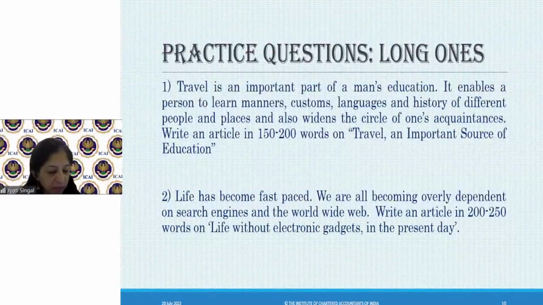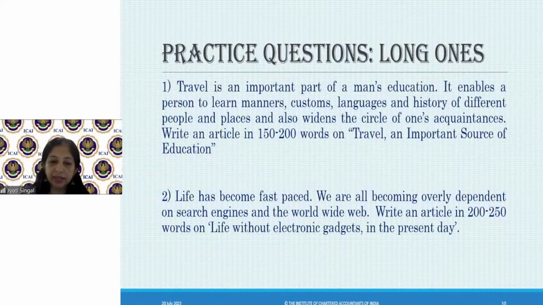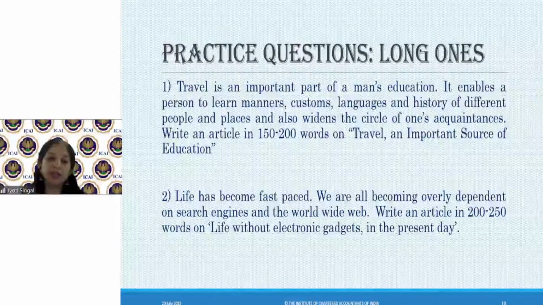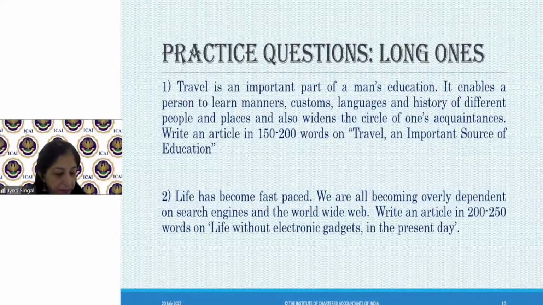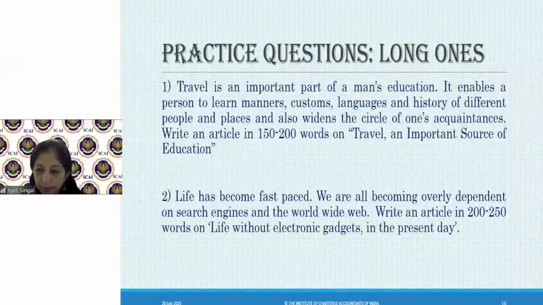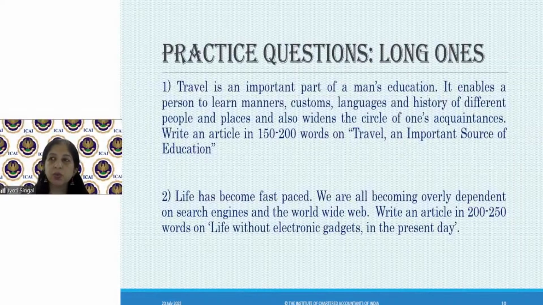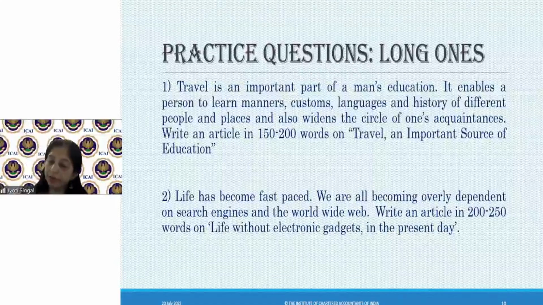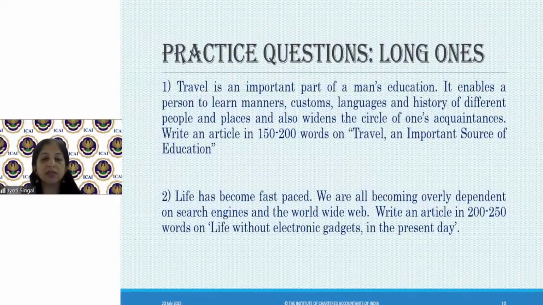Okay, those of you who are writing on travel, please continue to do so. In the meantime, I will also discuss some pointers for the second topic. Okay, Tanvi has written something. Fine. So life has become fast paced. You can see distances are being shortened with the help of the World Wide Web. We are now able to send a message within microseconds. We send an email and the next second it reaches the receiver. So definitely mankind's dependency on the web and search engines is increasing.